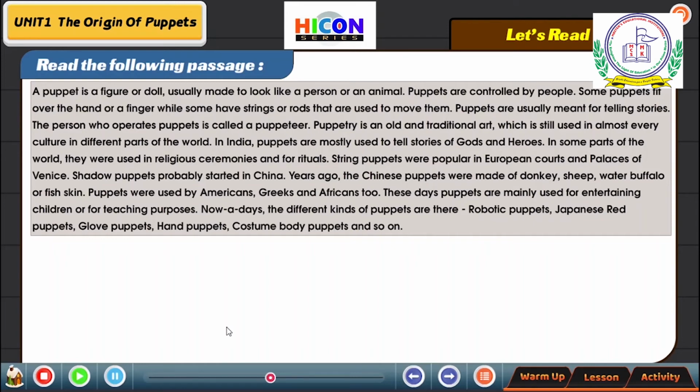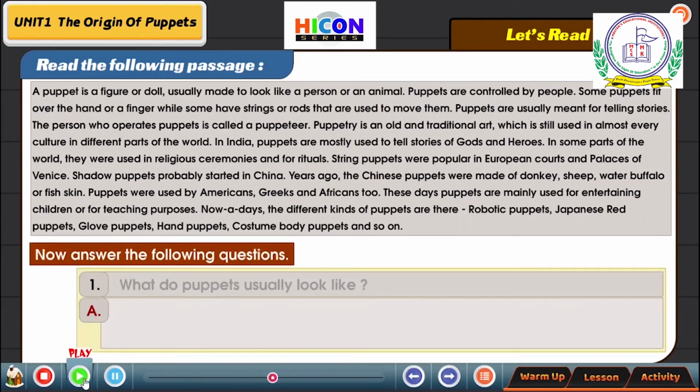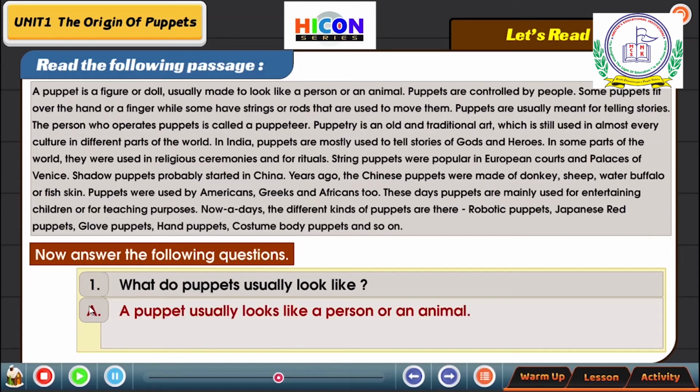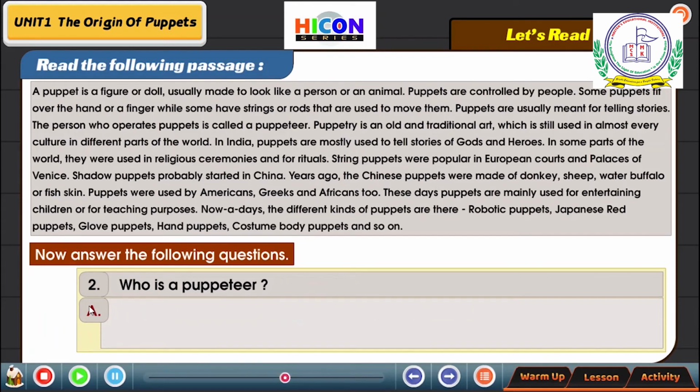Okay, children. Now we will go on to answer some of the questions from this passage. The first question is, what do puppets usually look like? And what is the answer? A puppet usually looks like a person or an animal. So puppets look like a person or an animal.